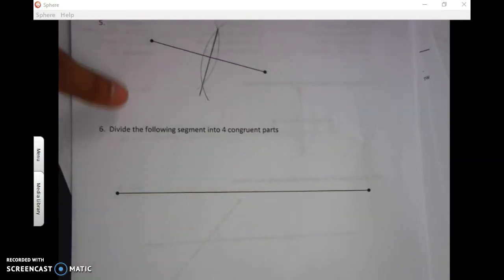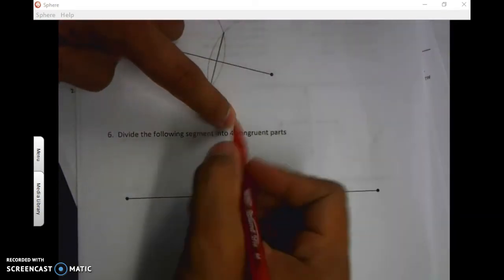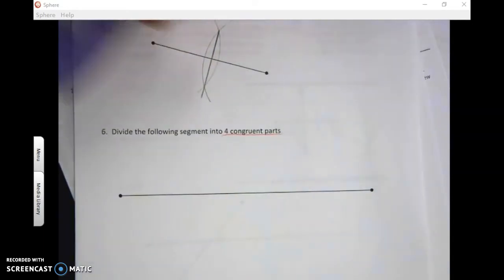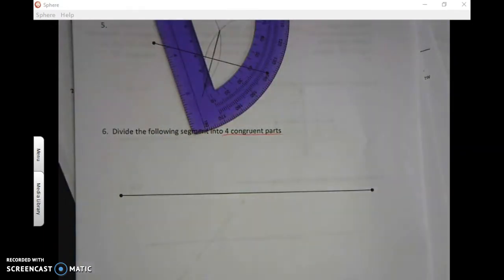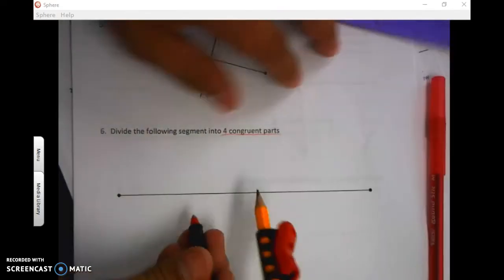But 6 says to do what? Divide the following segment into 4 congruent parts. Now, what does the bisector cut it into? How many parts? 2. So if I have 2 equal parts, how do I make it into 4 equal parts? Okay, I need to divide each of those 2 parts into 2 more parts. Okay, so is everyone looking up here? Everyone. Okay, so on number 6, we're going to have to do 3 different bisectors.